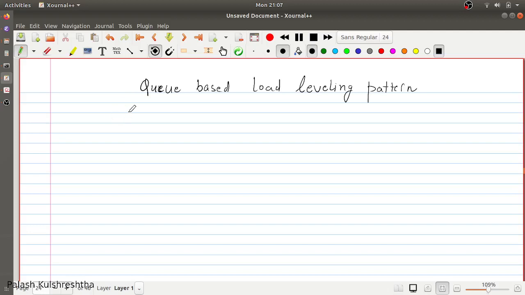Up till now, we have seen queuing systems from the producer perspective. Now we are going to see queuing systems from the consumer perspective, and for this we are going to discuss the queue based load leveling pattern. Now this is a very easy pattern.